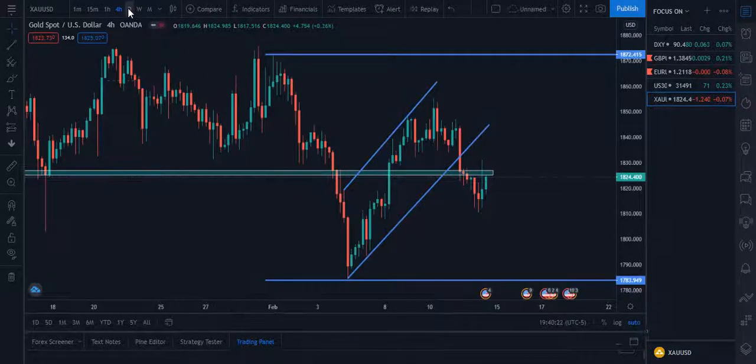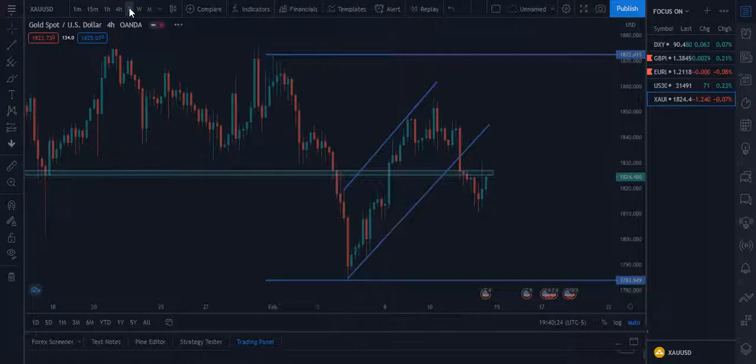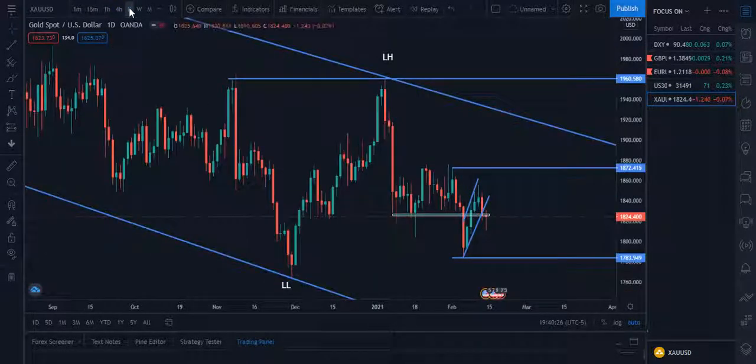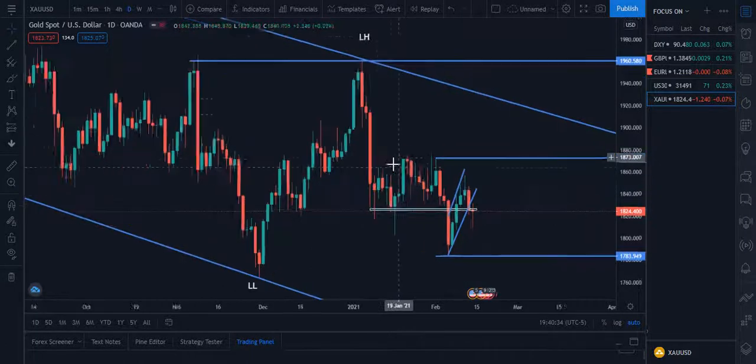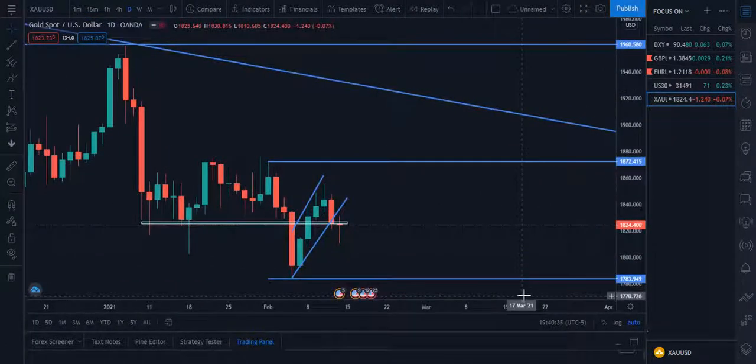So now that we get to gold, I'm going to tell you my bias for gold. Sell if it shows valid correction and reversal candlesticks. Wait for the resistance level to be hit, which is 1872. Let's see where that is, man. 1872. Okay.